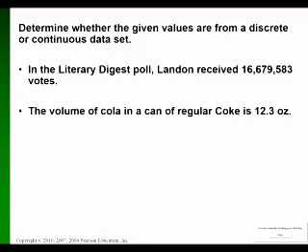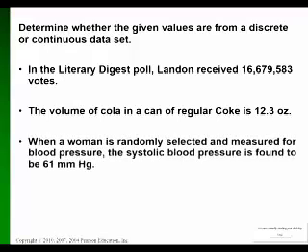When a woman is randomly selected and measured for blood pressure, the systolic blood pressure is found to be 61 millimeters of mercury. Is that a measurement or a count? I've had nurses fight over this one. We had a great mud fest one time. But this lets me make a good point.